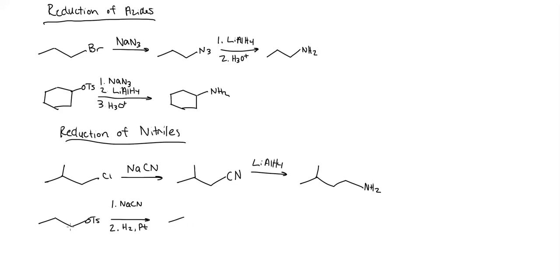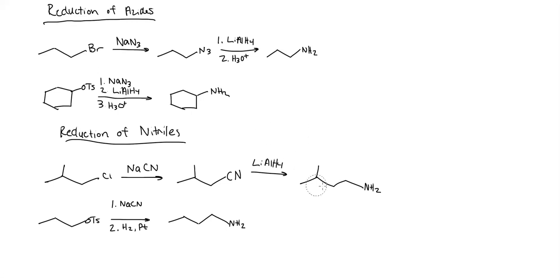So I started off with 1, 2, 3 carbons, but I'm going to end with 4 because I just added a carbon from the CN, right? And then I just make my primary amine and that's it. Okay. So that's all I need to know for reduction of nitriles and reduction of azides. These are my 2 ways to do it.